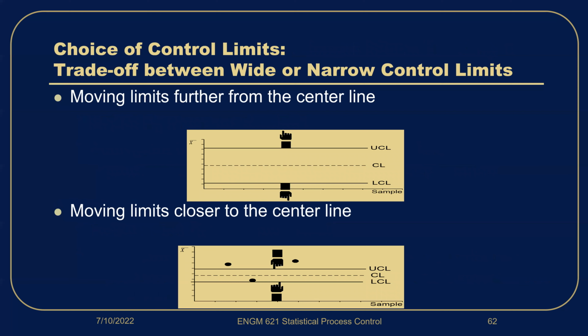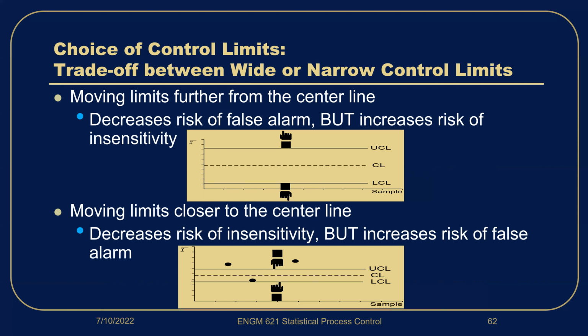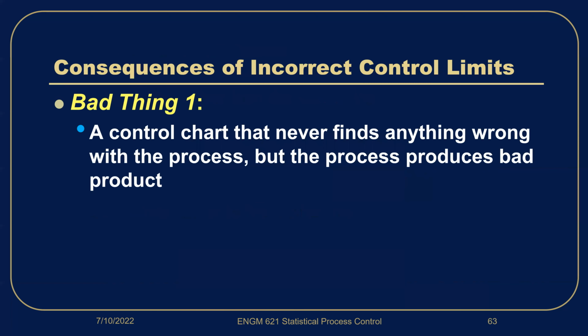We have choices of control limits, not only 3 sigma control limits, although 3 sigma control limits are the most popular ones. So there is a trade-off between wide or narrow control limits. Wide control limits can reduce false alarms, but increase the risk of insensitivity. Narrower control limits, on the other hand, reduce the risk of insensitivity, but increase the risk of false alarms. So making the right control limits is important.